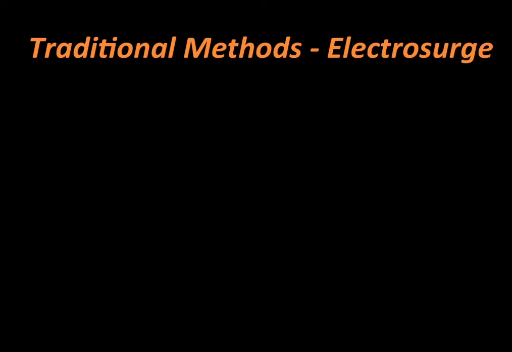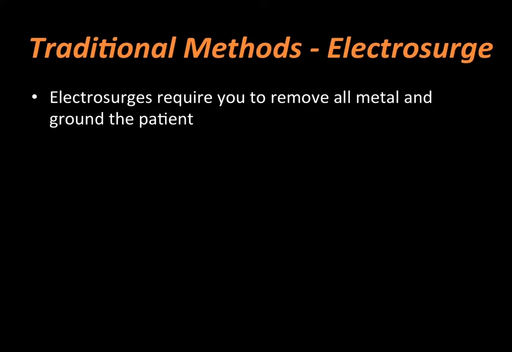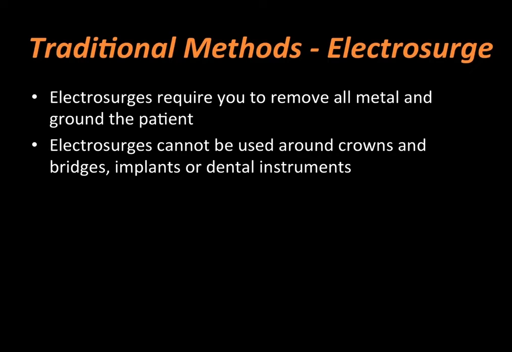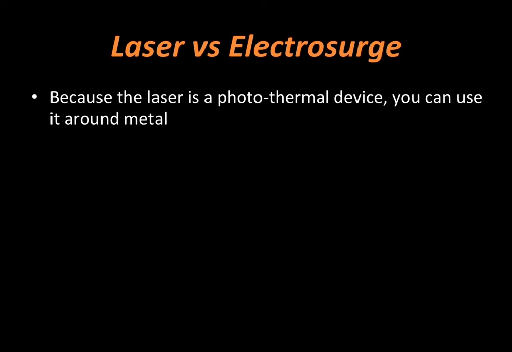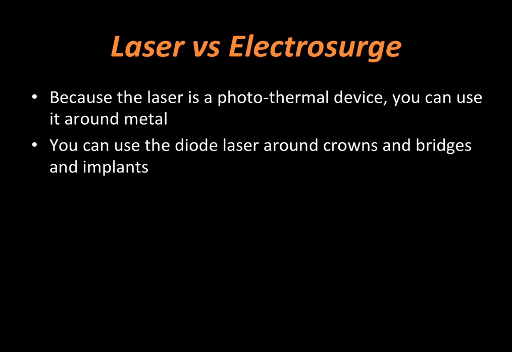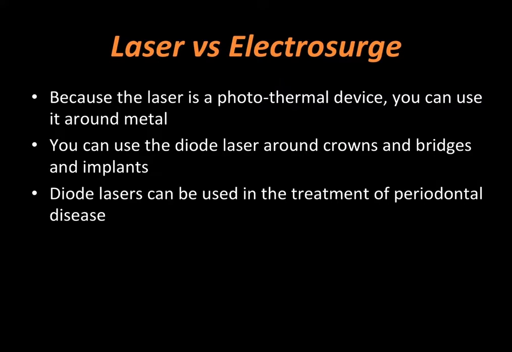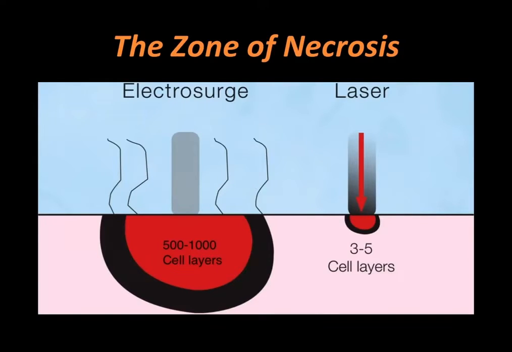Electrosurge, I haven't used an electrosurge in a while in our practice, but you can't use it around metal, can't be used around crowns and bridges, implants, or dental instruments. It causes swelling, postoperative pain, and oftentimes recession. The laser is a photothermal device, so we can use it around metal. We can use the dental laser around crowns and bridges and implants, and it can be used in the treatment of periodontal disease. So it affects cell layers very, very minutely. We're not damaging tissue as we would with electrosurge, and the zone of necrosis is very, very slight.